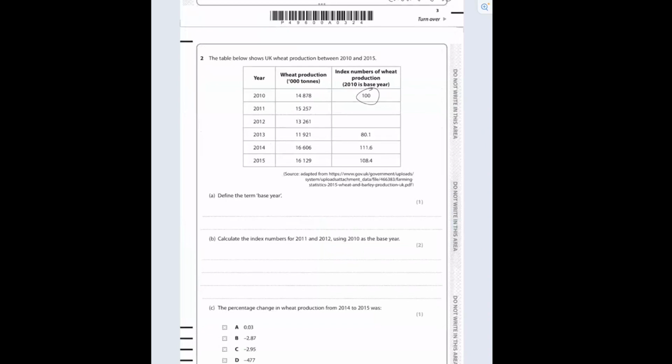You could have two things. You could call it the benchmark year. So it's what all of these numbers are measured against. Or you could say it is the year to which all other values are compared in a series.